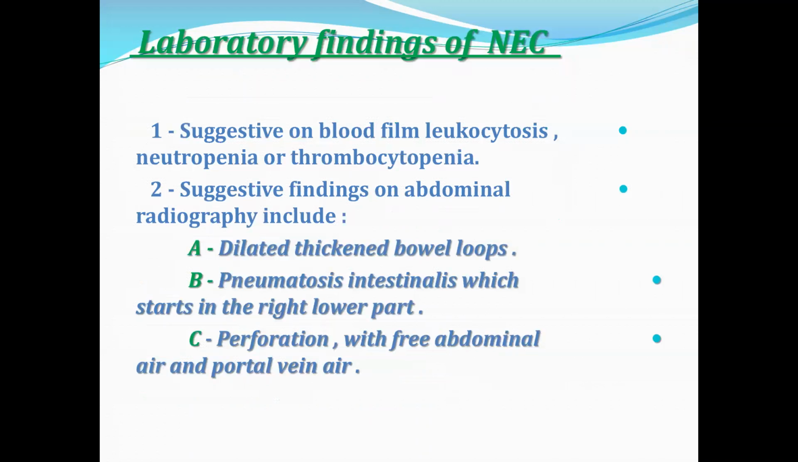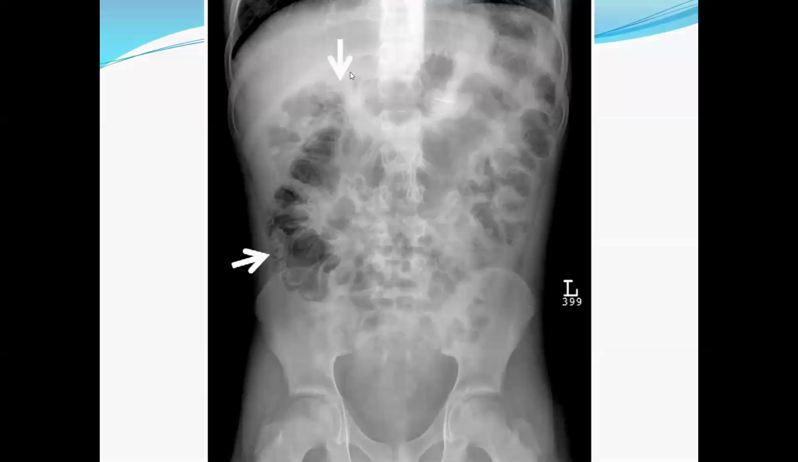The findings on radiograph include dilated, thickened bowel loops in the right lower part, and perforation with the presence of free abdominal air and portal vein air. So it is important to send for X-ray. In this X-ray, the arrows direct you to the presence of pneumatosis intestinalis, which of course indicates NEC.